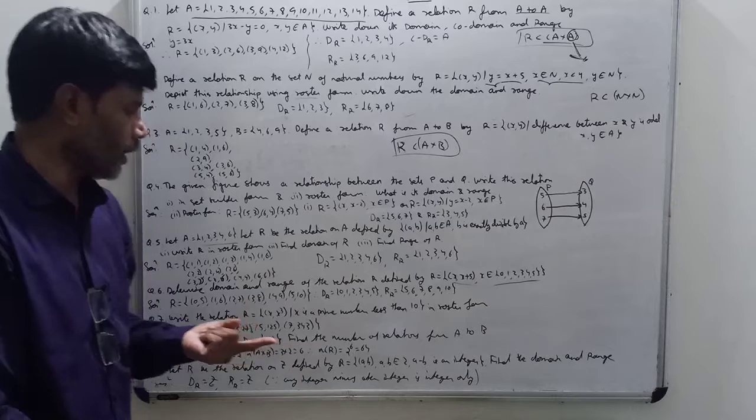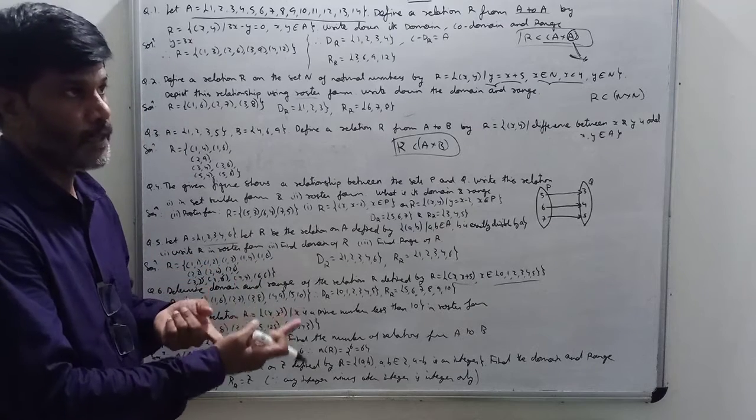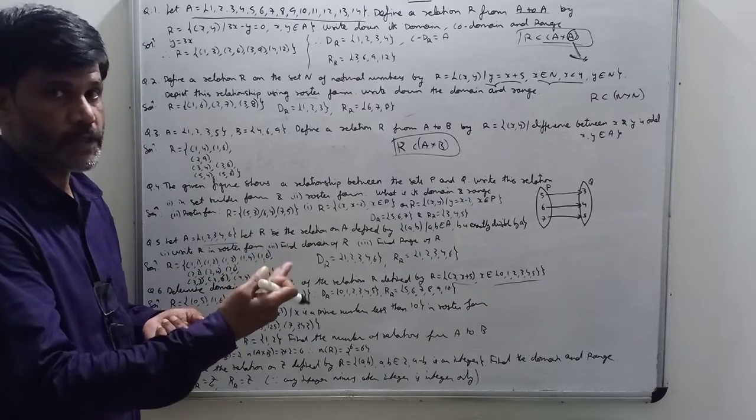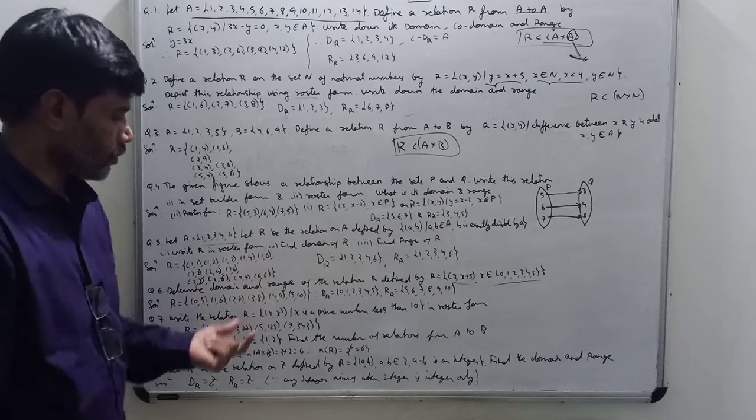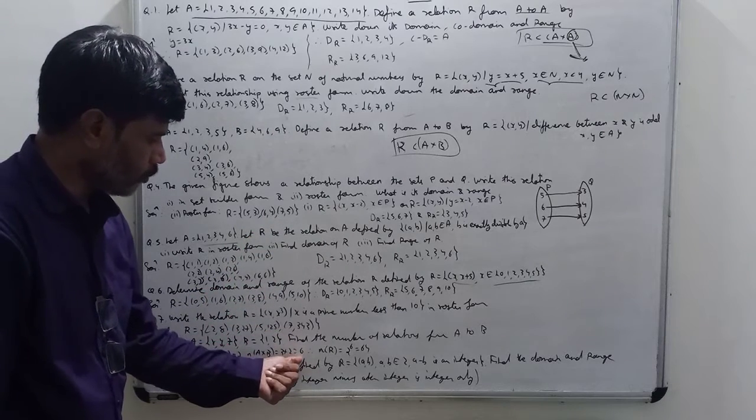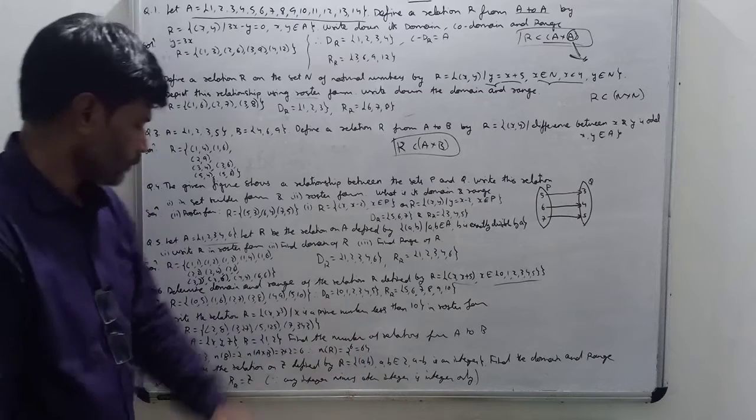One more time I am repeating. The number of relations from A to B means the number of subsets of A cross B. So the number of subsets of A cross B will be how much? 2 raised to 6. So the answer is 2 raised to 6.